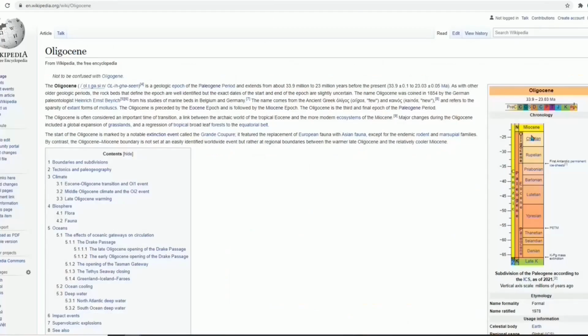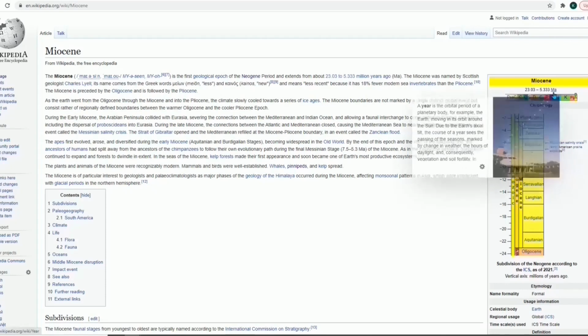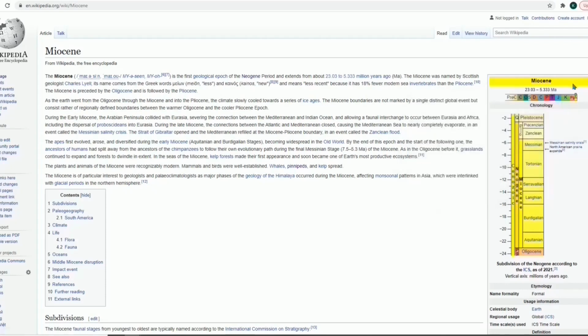So after the Oligocene, we go to the Miocene epoch over here. The Miocene is actually the first epoch of a new period, the Neogene, but that's fine. We're only focused on epochs at this point. Miocene was from 23 million years ago to just 5 million years ago. So we're getting closer and closer to the present. The beginning of the Miocene to the end of the Miocene was 18 million years, which was a much longer time than from the end of the Miocene to present, which was only 5.3 million years.